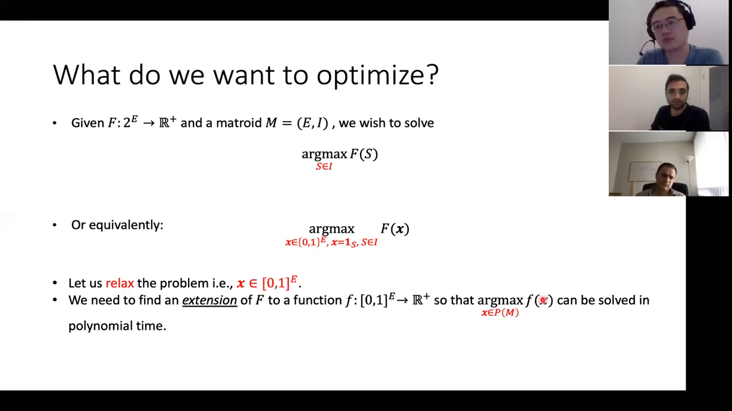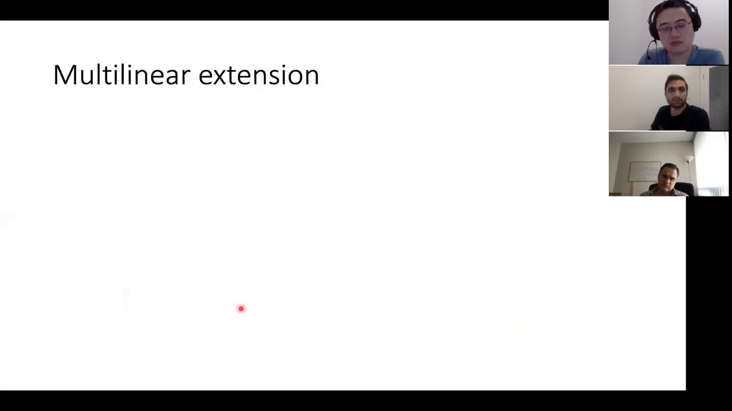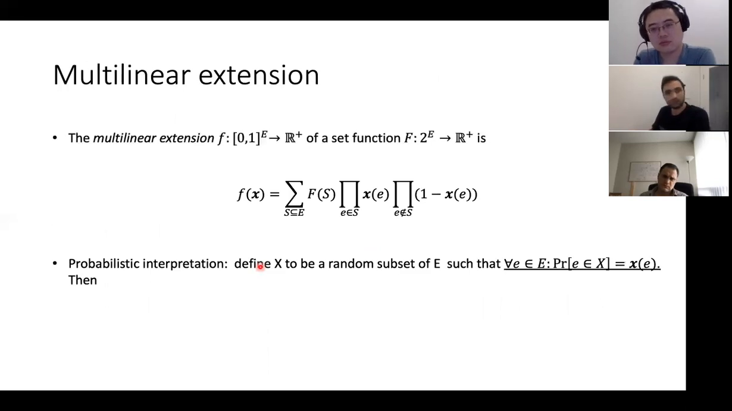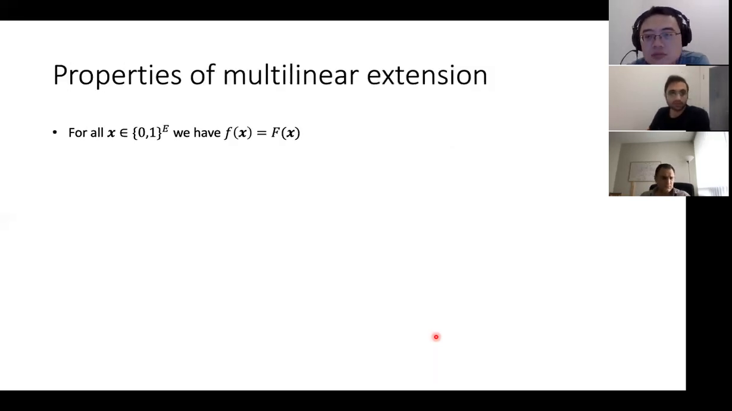And this problem is known to be polynomial time solvable, right? The extension of f that I am considering here is the multilinear extension. You don't need to know the definition of the multilinear extension for the purpose of this talk, but there is a nice probabilistic interpretation of it. The point of this multilinear extension is that it has nice properties which help us optimize over the matroid polytope, right? And what are those properties?